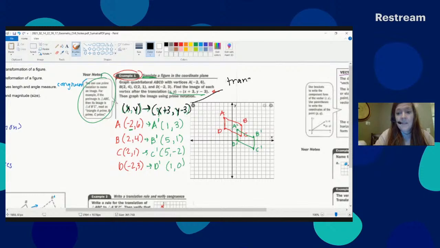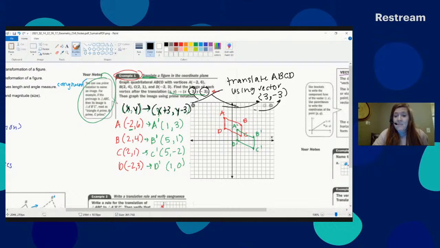So another way that we could have written this translation is I could have asked you to translate ABCD using vector <3, -3>. You notice I took the x portion, which is positive 3, and the y portion, which is negative 3, and we put that into vector formation. So it means the same exact thing. Vector component notation should have the brackets like this.